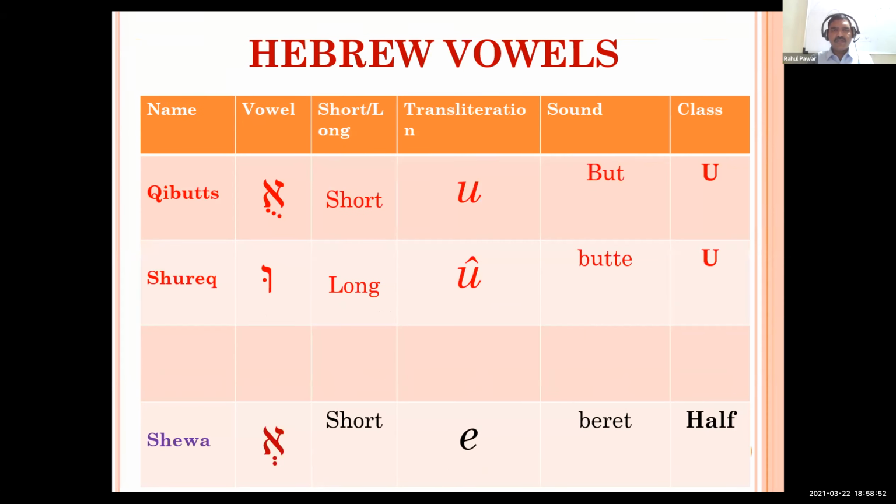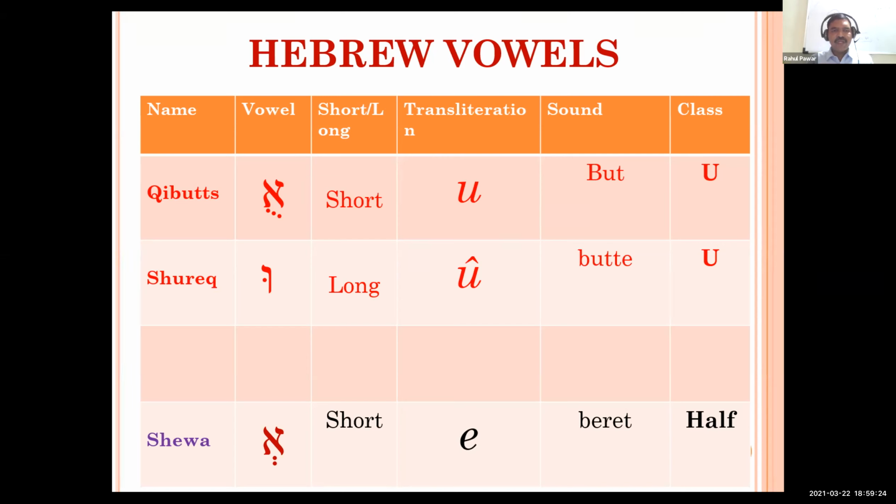Okay. Next, the U class vowel. In the U class, there are two vowels. First is kibbutz and second is shurek. Kibbutz is a short vowel. It gives the U sound in but. And shurek is a long vowel. It takes a consonant in its formation. If you see the dot under the wow, it gives a long U sound like in beauty. So the circumflex is towards upward.